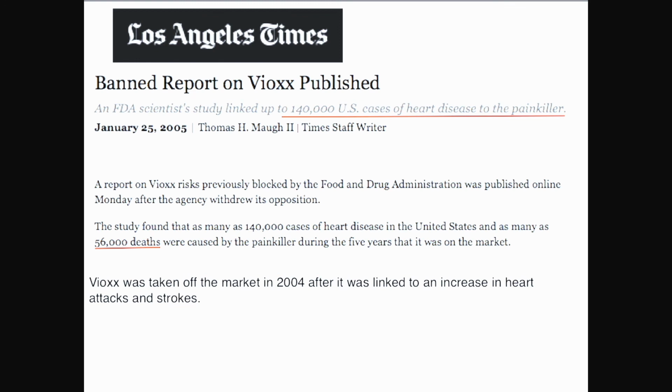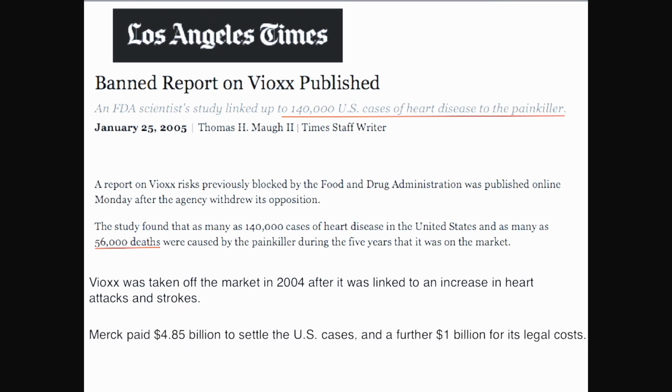It was taken off the market in 2004. Merck paid $4.8 billion to settle US cases, a further $1 billion in legal costs.